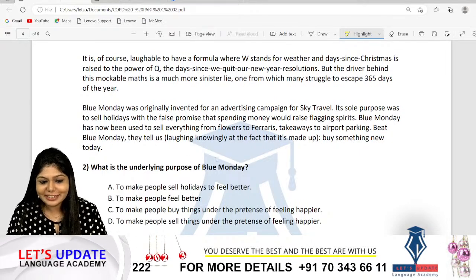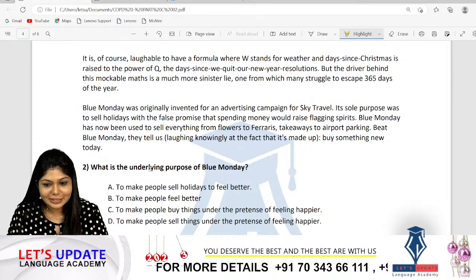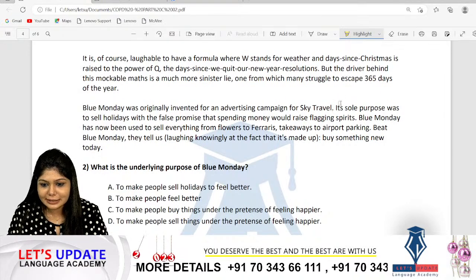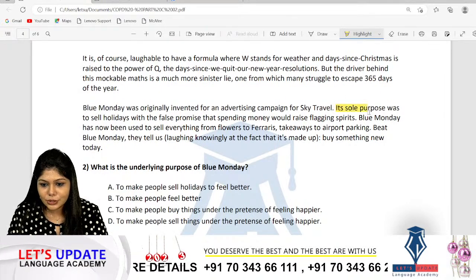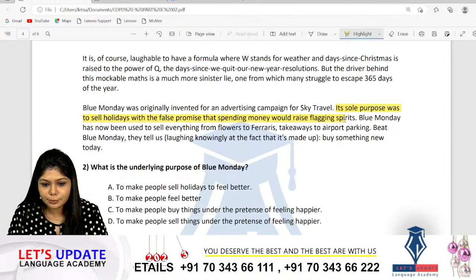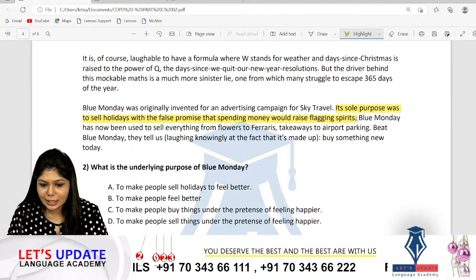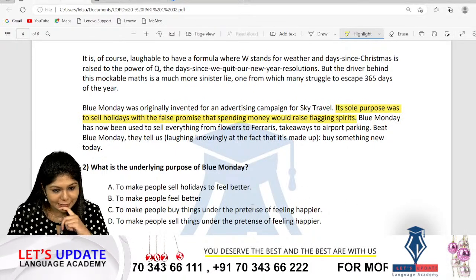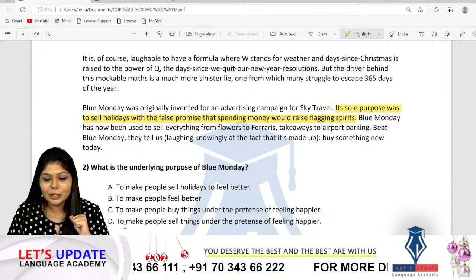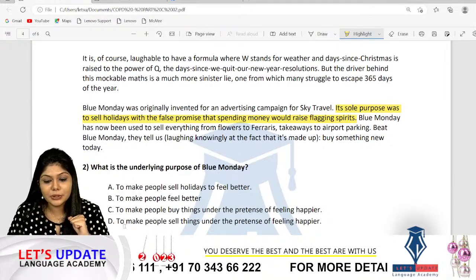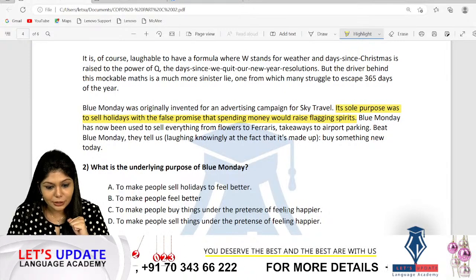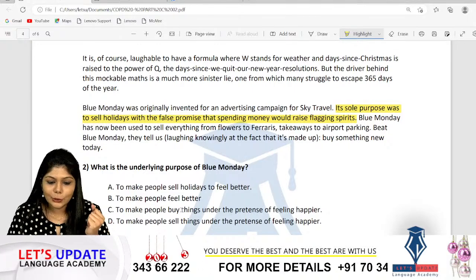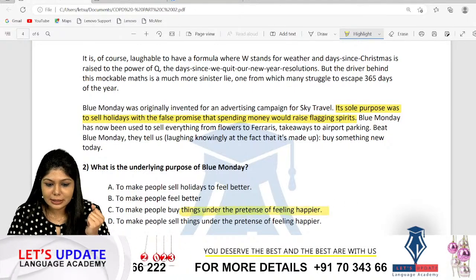So there we have the answer, the purpose. The purpose is mentioned there, and the question was, what is the purpose, right? So I'll just highlight the sentence here, which is the answer. Its sole purpose was to sell holidays with the false promise that the spending money would raise the spirits, right? So yes, the answer is C, to make people buy things under the pretense of feeling happier. Not sell things, it's to buy things, right? Spending money to buy things. Okay, so the answer is option C.